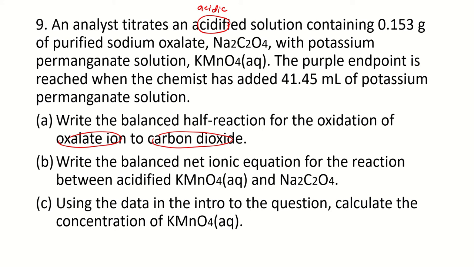So we know that oxalate ion undergoes oxidation to form carbon dioxide. But look at question B: write the balanced net ionic equation. So that means this is the overall equation. Balance the overall equation for the reaction between acidified KMnO4 and Na2C2O4. So that means the oxalate ion undergoes oxidation and our potassium permanganate undergoes reduction.